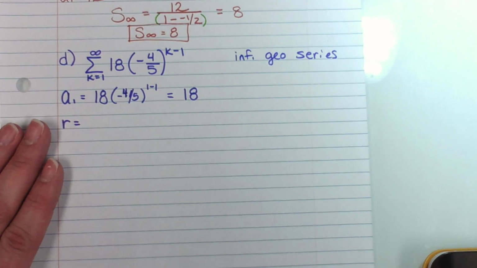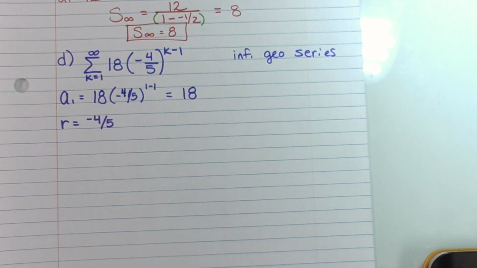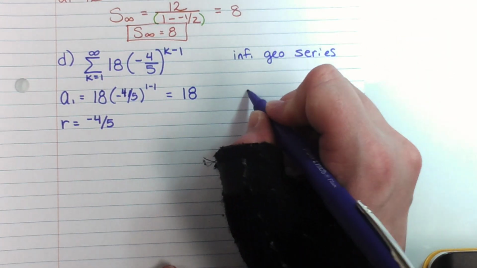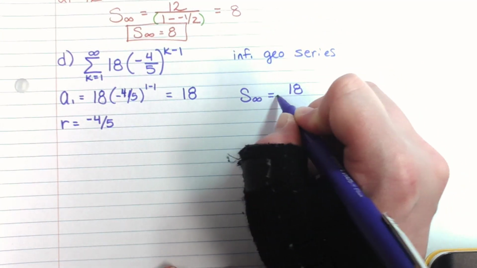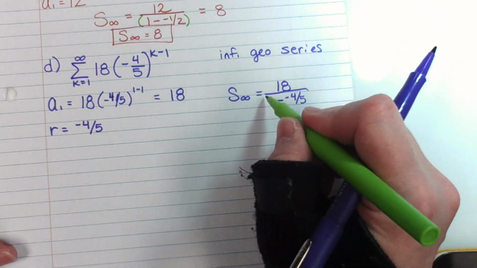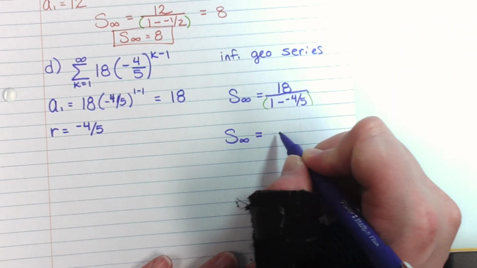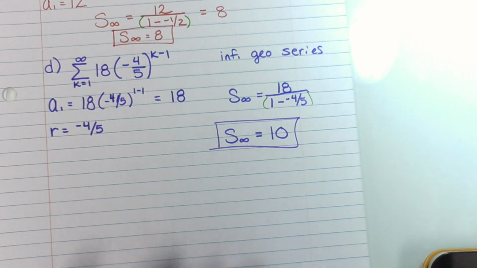What's R? Negative 4 fifths. The base of the exponent is R. Now, if R is negative 4 fifths, does it converge or diverge? Converge. That's between negative 1 and 1. S sub infinity is 18 over 1 minus a negative 4 fifths. Don't forget the parentheses. The sum of this infinite series is 10. Infinite geometric series. Nothing too terrible?